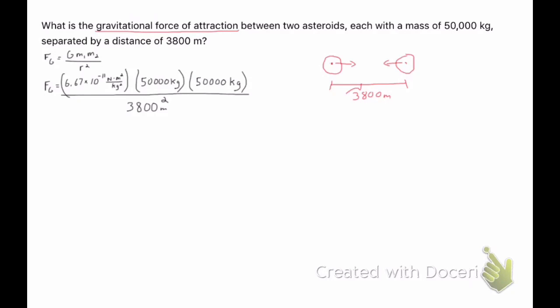When we do the math, we find that Fg is equal to 1.15 times 10 to the negative 8. And what are the units? It's the Newton.